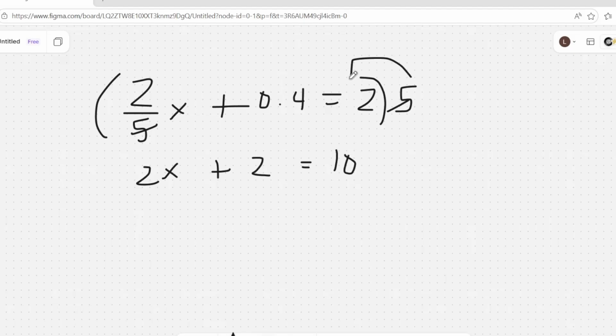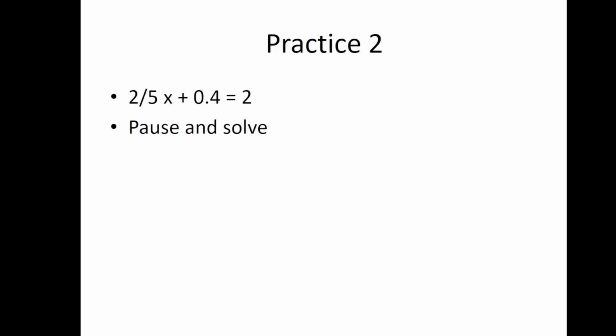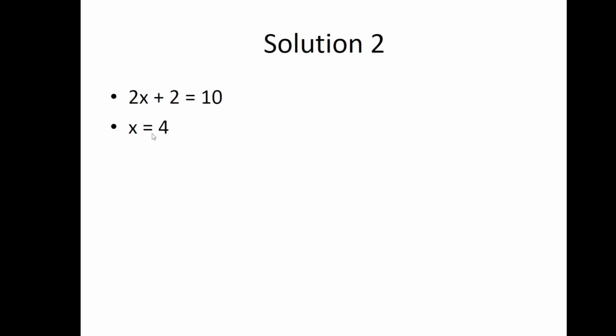So we just distribute 5 on the whole equation. And then we can simplify it further. So 2x is equal to 10 minus 2, which is 8. And divide both sides by 2. Our answer will be equal to 4. So x equals 4, which is the same here in our solution.